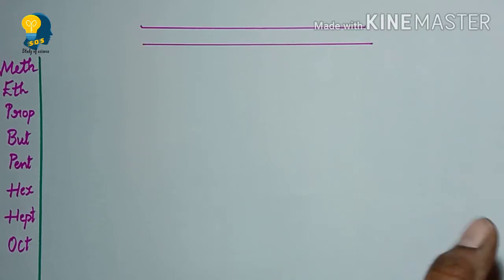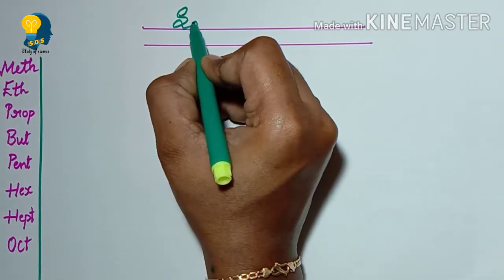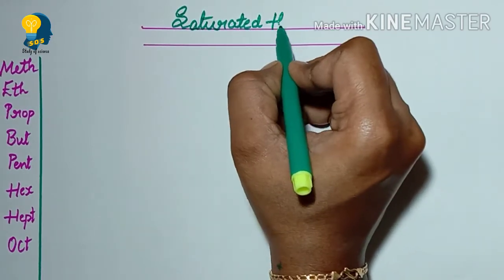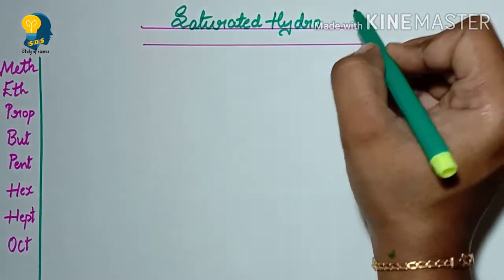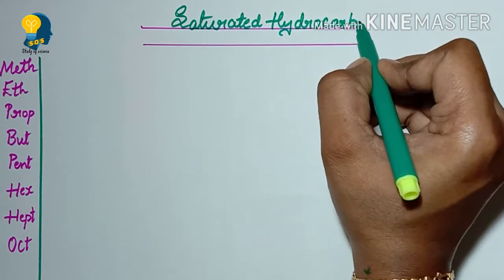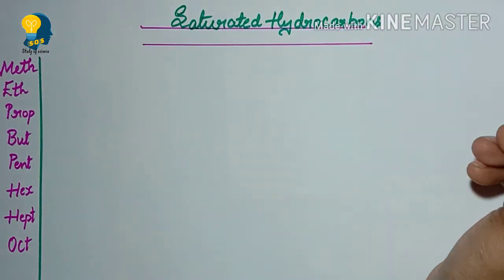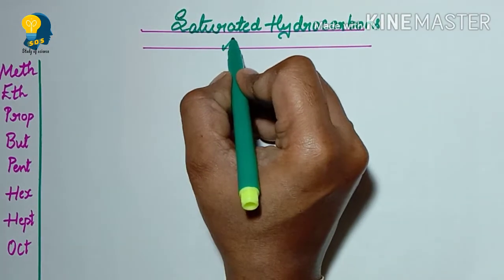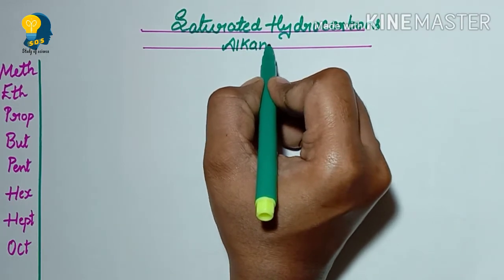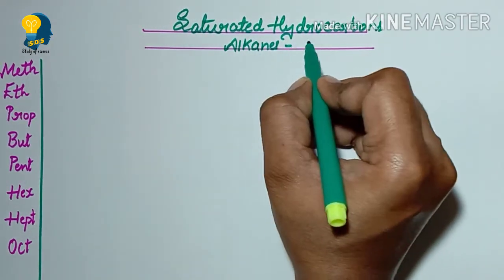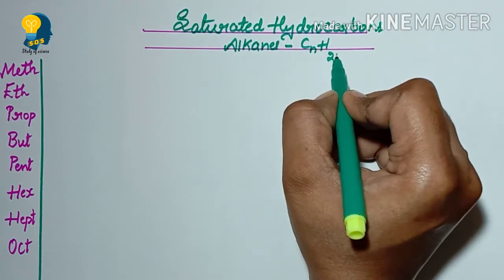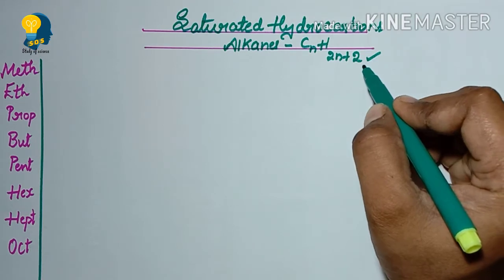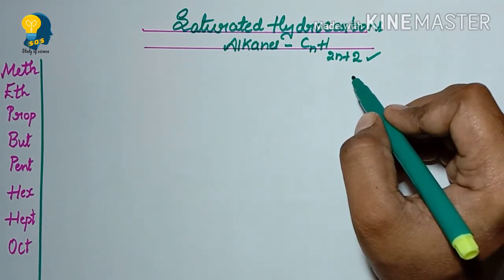In this session, let us understand saturated hydrocarbons. What are saturated hydrocarbons? They are the hydrocarbons which have single bond between the carbon and carbon atom. Correct? So here under saturated hydrocarbons, the examples are alkanes, and the general formula for alkane is CnH2n+2.